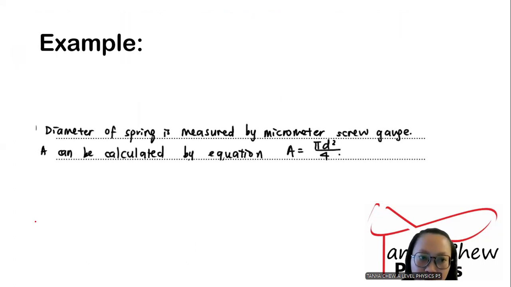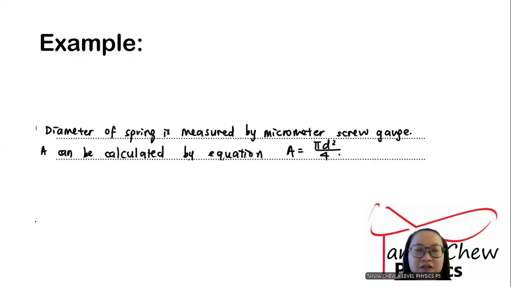So for example, the diameter of the spring. I measure it by using a micrometer screw gauge. And I want to keep the surface area of the spring constant all the time. I don't want the surface area of the spring to change. So I state that A can be calculated by the equation pi d squared over 4, because I cannot use any apparatus to measure area. Area must be calculated. So this is what we call additional detail. You give more detail on how to calculate your area.